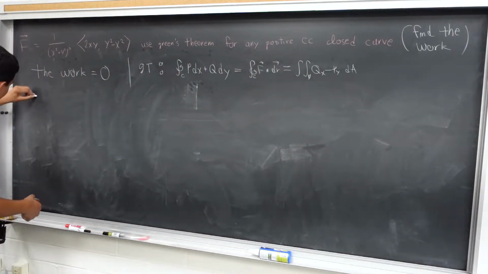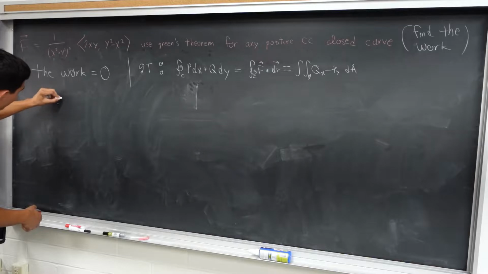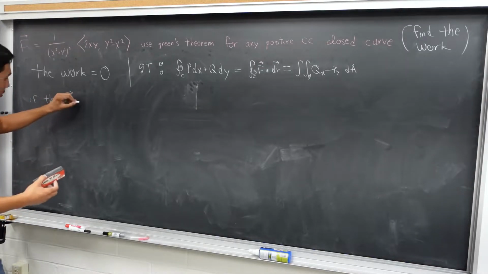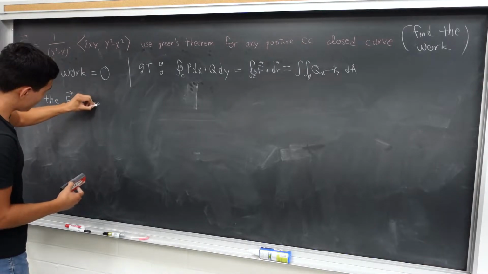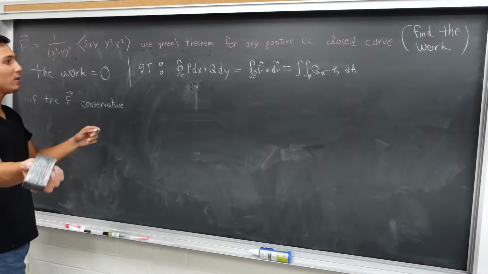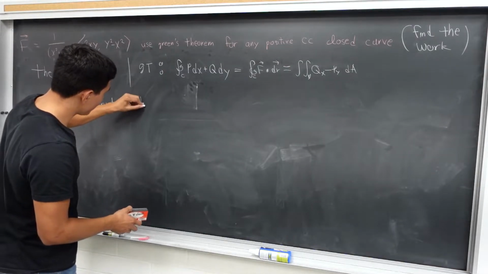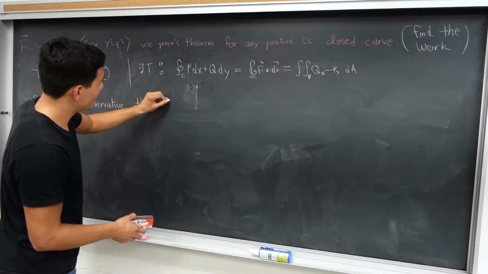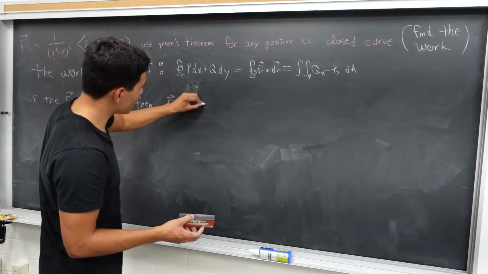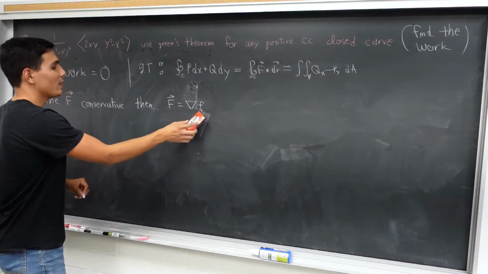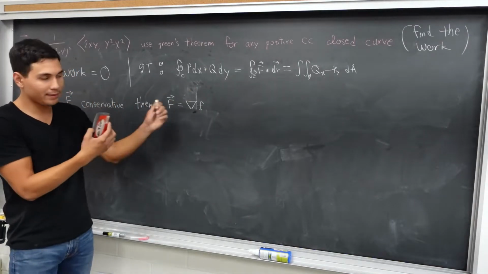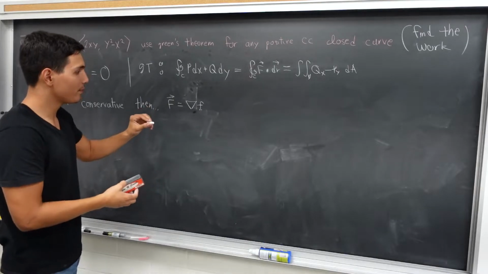Okay, so I'm going to say if the F, so if the force field, right? If the F is conservative, then what did we learn last chapter? Well, then F is equal to the gradient of some function little f. That's true, right? And if this is true, then what else is true?